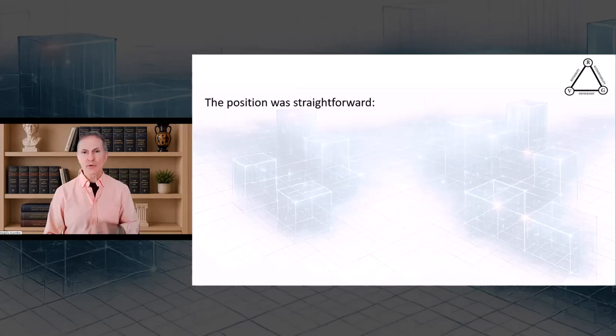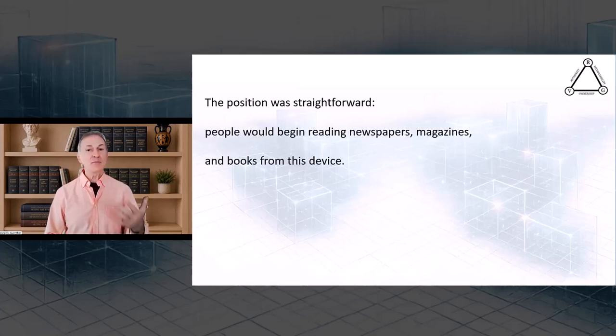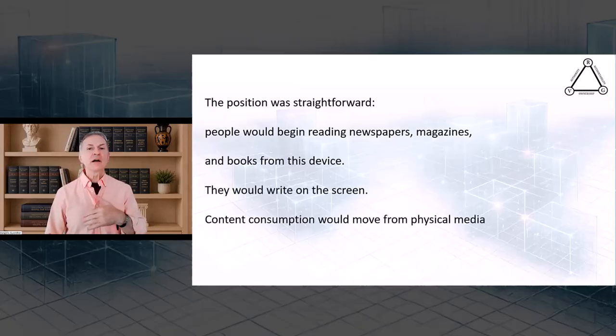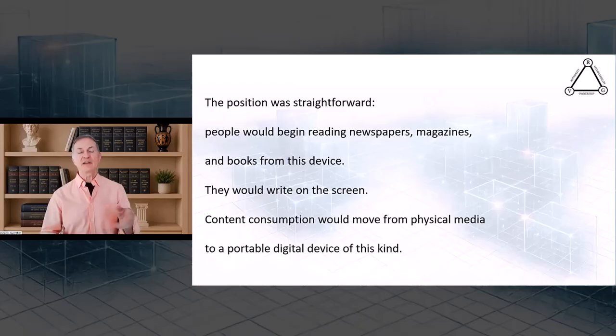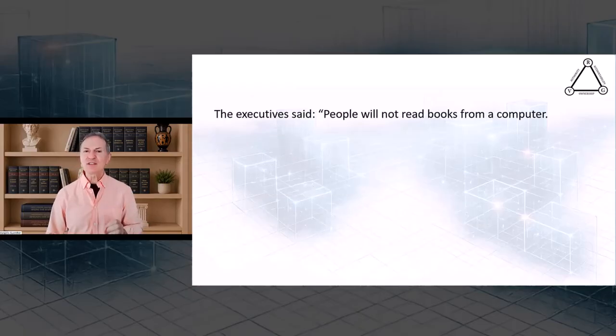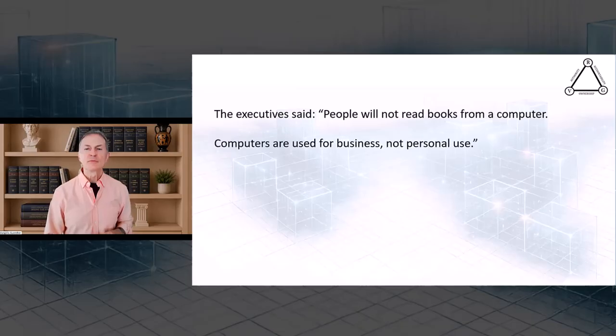The position was straightforward. People would begin reading newspapers, magazines, and books from this device. They would write on the screen. Content consumption would move from physical media to a portable digital device of this kind. The executive said, "People will not read books from a computer. Computers are used for business, not personal use."